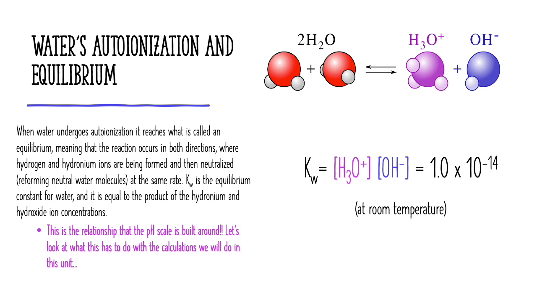And this, again, I just put in parentheses. You don't have to worry about this for this class, but later on, if you take AP chemistry or college chemistry, they will be talking about different temperatures and how that can affect your equilibrium and stuff like that. So this relationship right here, the Kw and the product of the hydronium and hydroxide ion concentrations, is what the pH scale is built around. So let's take a look at what this has to do with the calculations that we're going to do in this unit.